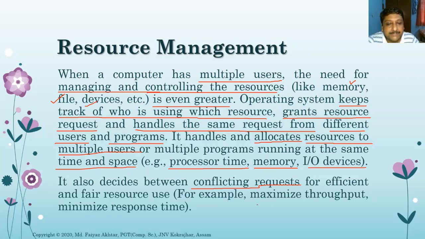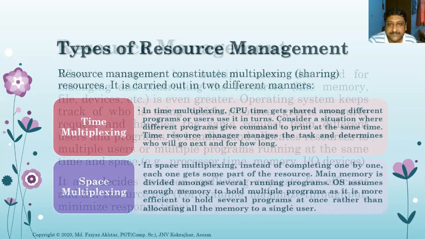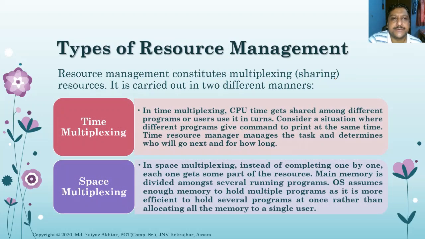For example, maximum throughput, and then minimizing response time. Maximizing throughput means output will be maximized. Minimizing response time means it takes less and less time to do a particular task. This management is done by the operating system, and this management is known as resource management. Okay. Types of resource management.